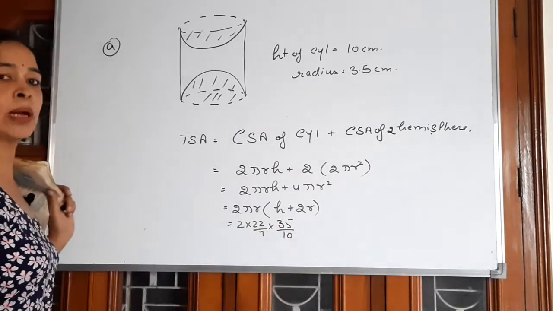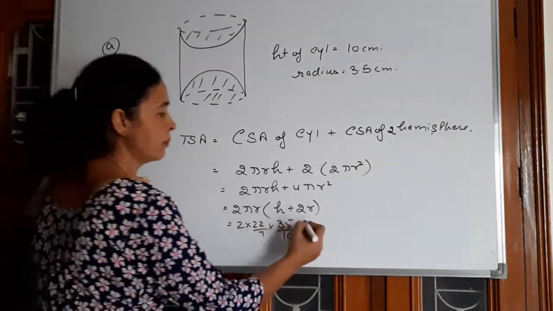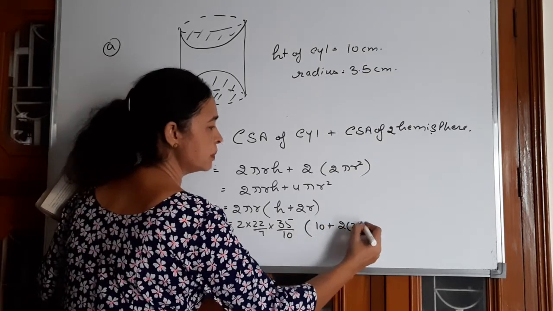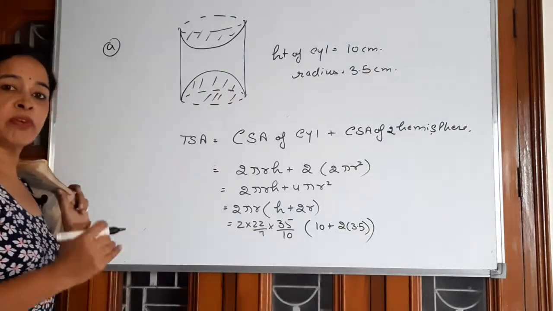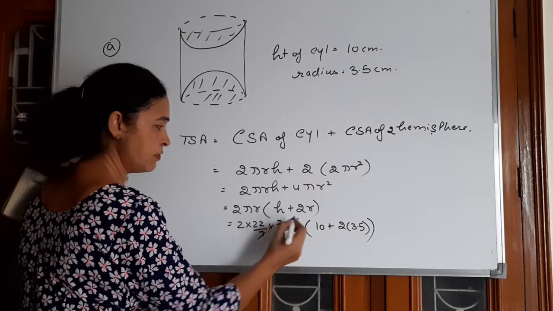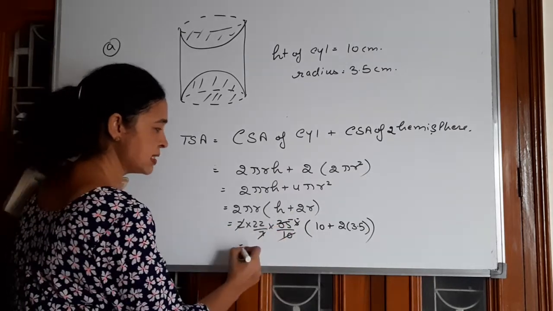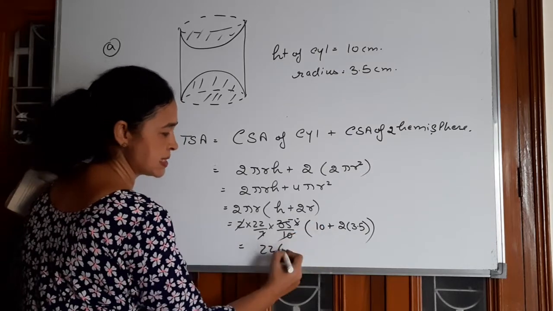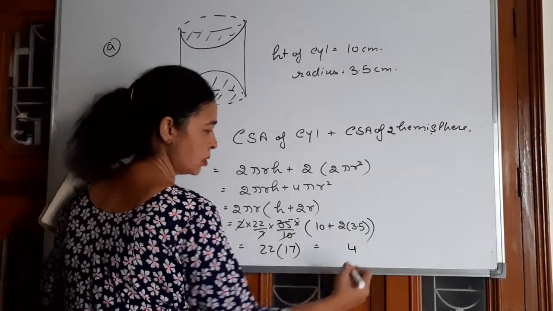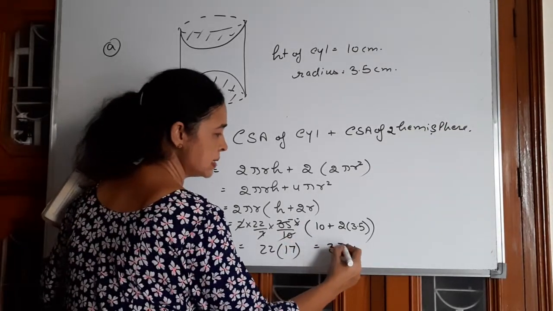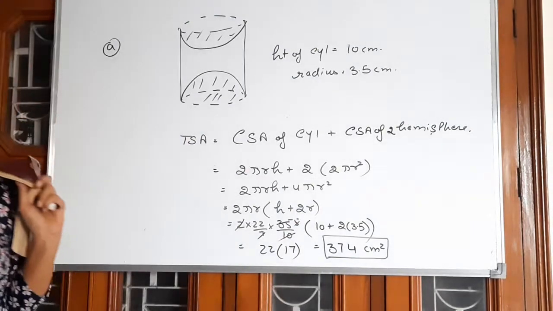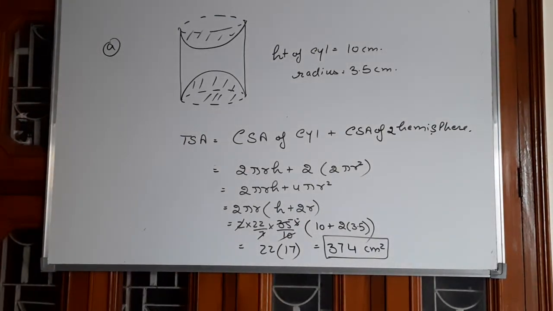If you remove the decimal, your calculations become comparatively easy. This is h. What is h? 10 plus 2 into 3.5. Why did we write it here? Because 3.5 into 2, 7, is easier. Now look, 7 5s are 35, 5 into 10, what is left? 22 into 10 plus 7, 17. 17 into 22, 17 2s are 34, 34 and 3, 37 centimeter square is the required area of the remaining solid. Clear? Do it. We will do the next exercise in the next class.